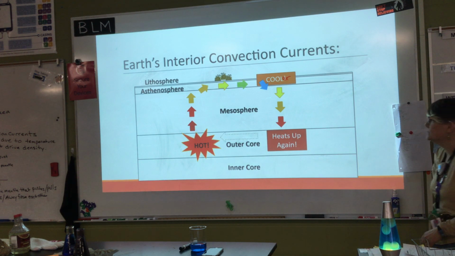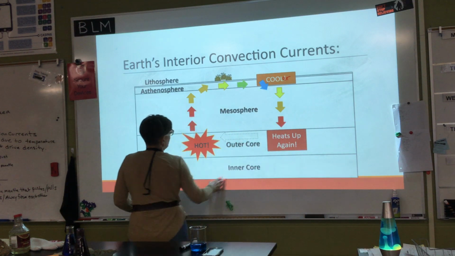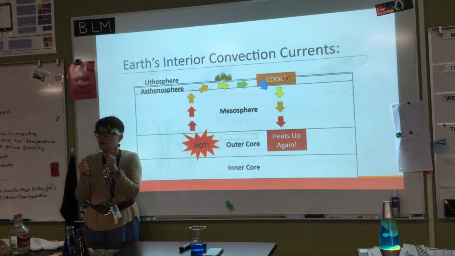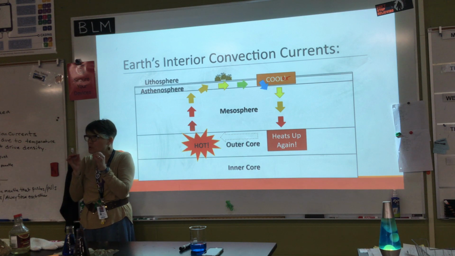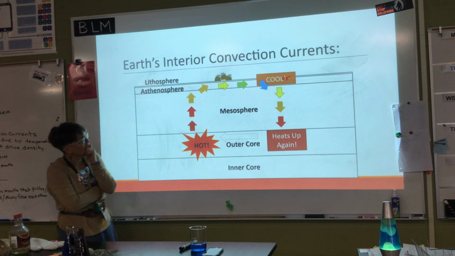It's called a cycle. Now, this looks like it should go really, really fast, but it only goes about as fast as your fingernails grow. It moves super slow. It takes millions of years for these convection currents to make a cycle. Super slow period of time.